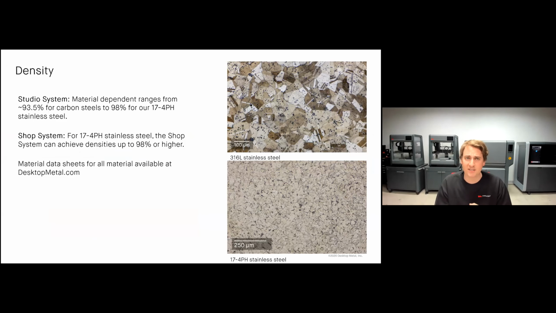Another thing to talk about is density. On the studio system, our densities vary. If you're talking about our carbon steels, we're usually about 93.5% and higher. But with our 17.4 PH stainless steel, we're looking at 98% and up. On the shop system, currently we're printing in 17.4 PH stainless steel, and we're achieving densities of 98% or higher. As I mentioned before, all of these material data sheets are available on our website if you want to go out and check those out.